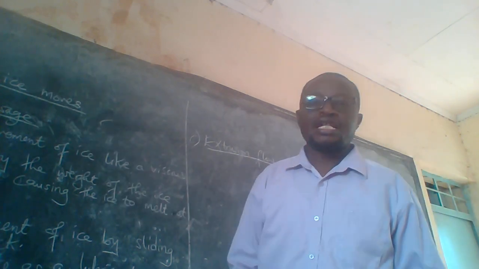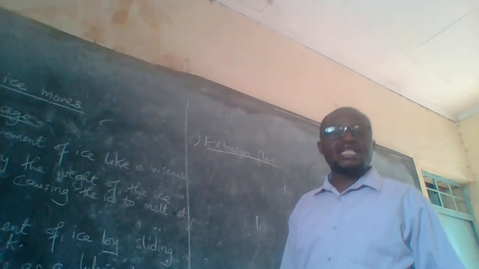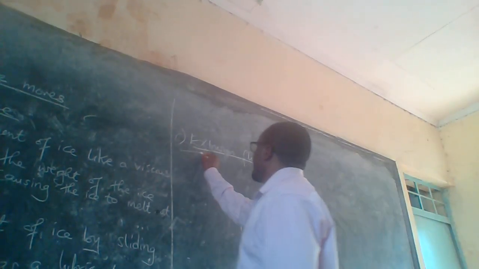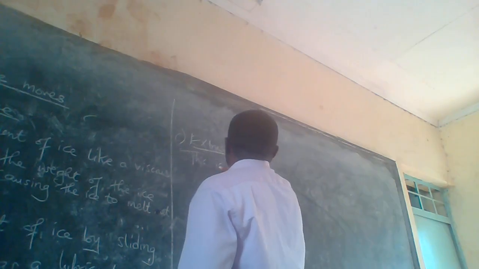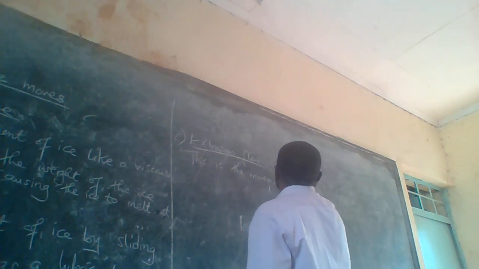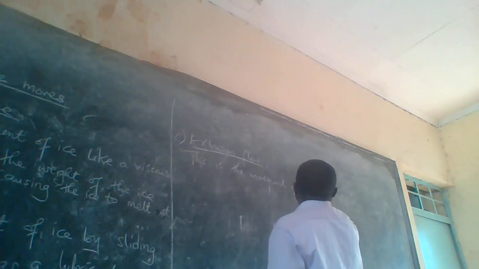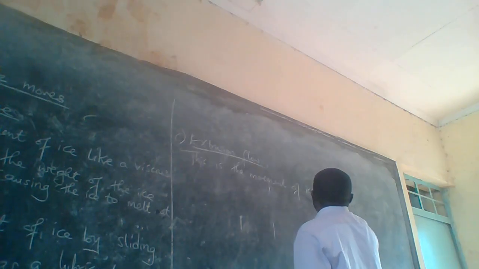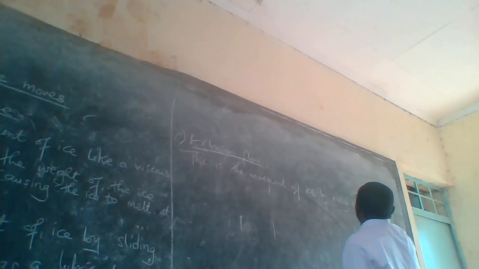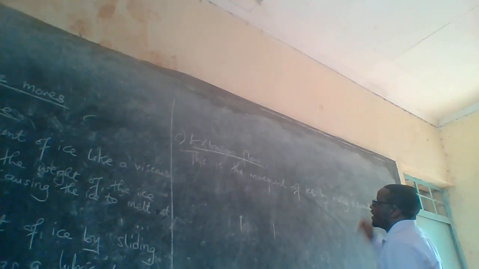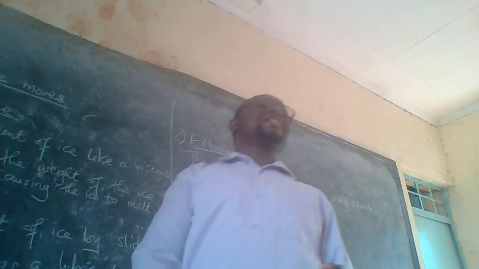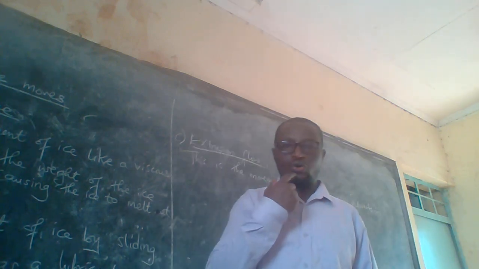Here we are saying that this is the movement of ice by spreading out. This is the movement of ice by moving outwards. That is what we refer to as extrusion flow.